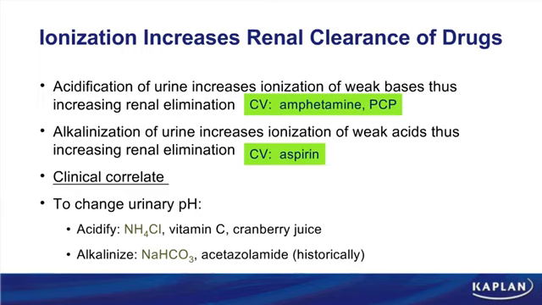In the margin, there's a clinical correlate that tells us exactly how we could do this. How do you change urinary pH to acidify the urine? You could use a compound like ammonium chloride. NH4Cl can be used on patients who overdose on amphetamines or PCP. You can acidify the urine with NH4Cl. On the other hand, what would be something you would use in aspirin overdose? You could use sodium bicarbonate. Sodium bicarb will alkalinize the urine. You can use this strategy to facilitate the elimination of aspirin.